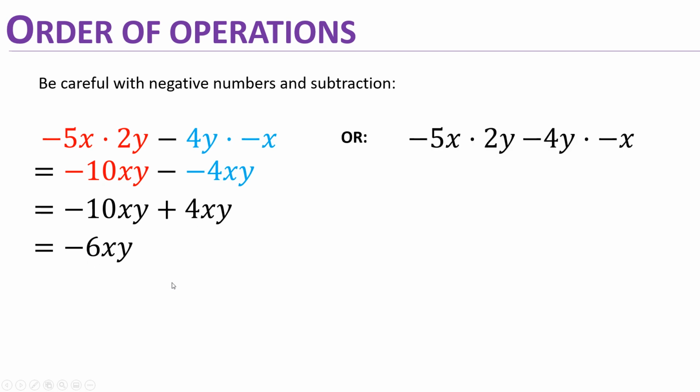Another way we could have done this, which gives the same result, is as follows. We resolve the first multiplication again, but now we look at this minus sign here as sticking to the 4y. So we resolve the calculation negative 4y times negative x. A negative times a negative is a positive, so this gives us positive 4xy, so plus 4xy. And then again, negative 10xy plus 4xy is negative 6xy. So the end result is the same.